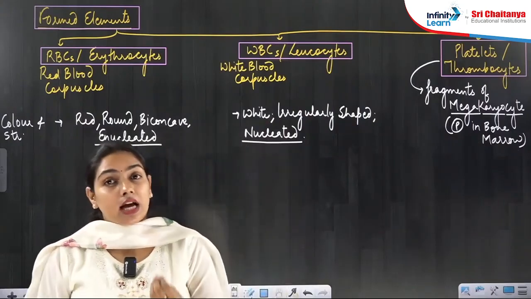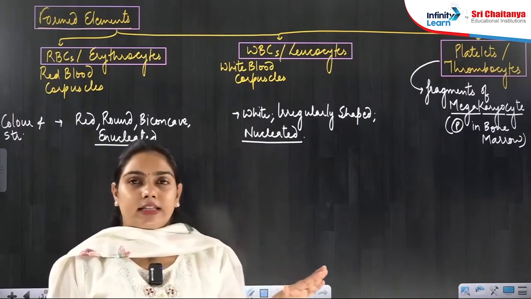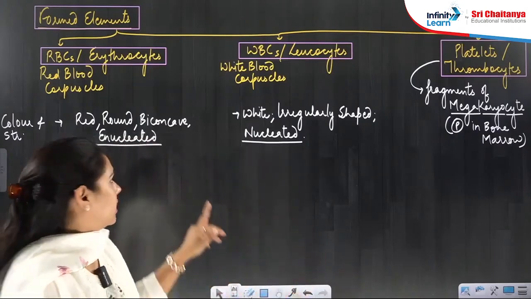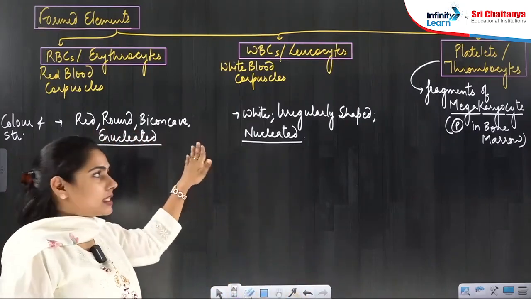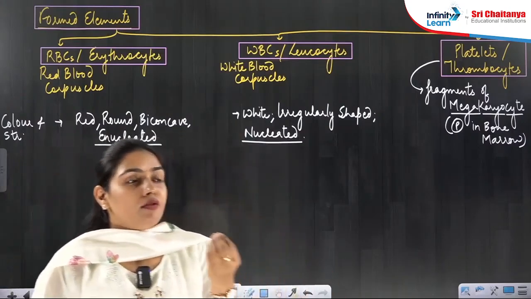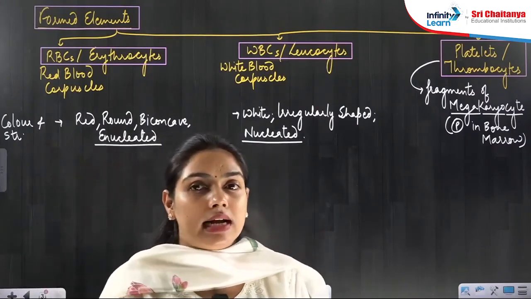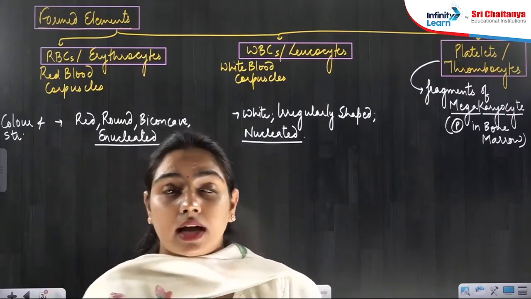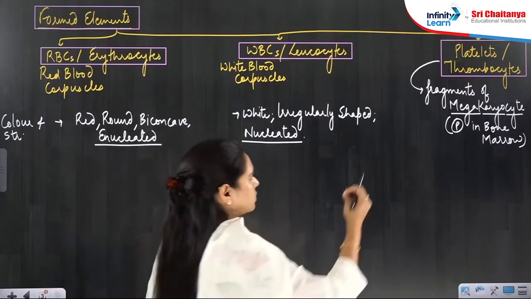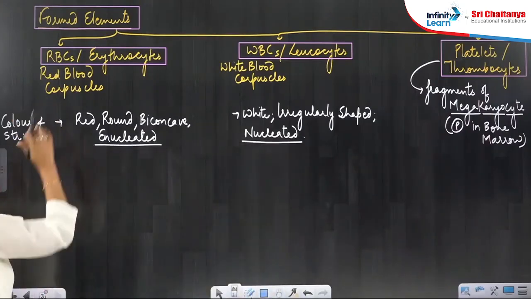If we see the color of the platelets, it is also white. It can be stained. RBCs do not require stain. WBCs and platelets require staining. If we want to see WBCs and platelets under the microscope, we need to stain them, right? Stain is used. So they are also white in color. Now we have discussed their color and structure.